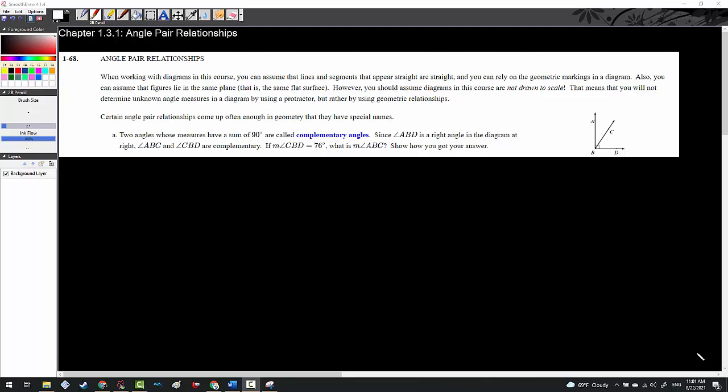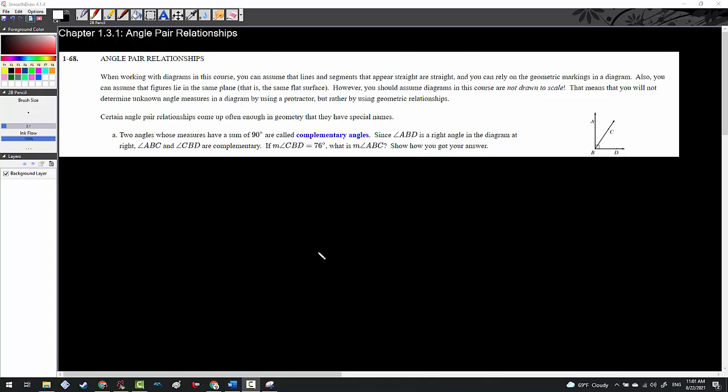And so you can go and read the prompt. It says you're going to be working with certain diagrams in the course. You can assume that lines and segments that appear straight are straight, and rely on geometric markings in the diagram, so there's no tricks going on with the straightness of lines. Basically the top paragraph is telling you all the things that you can assume.